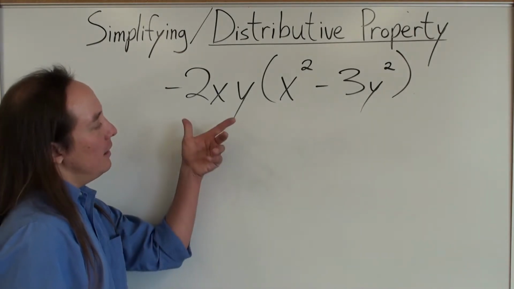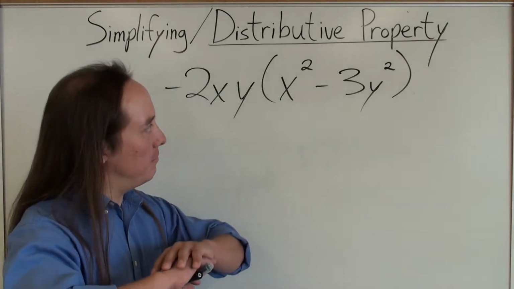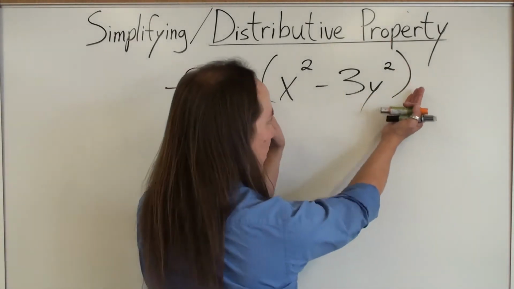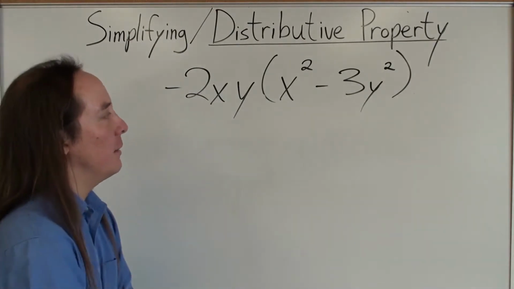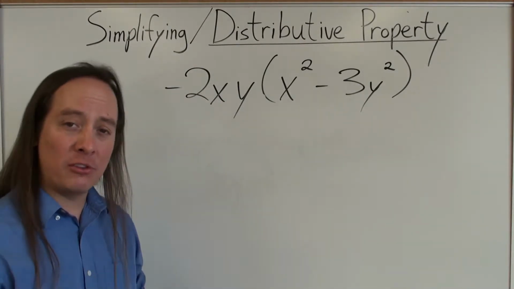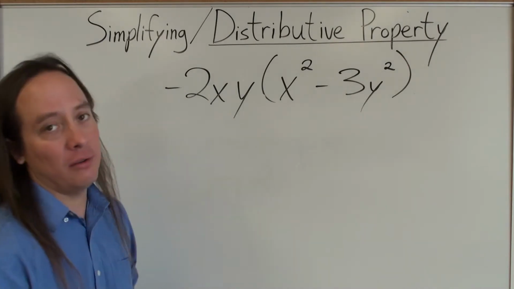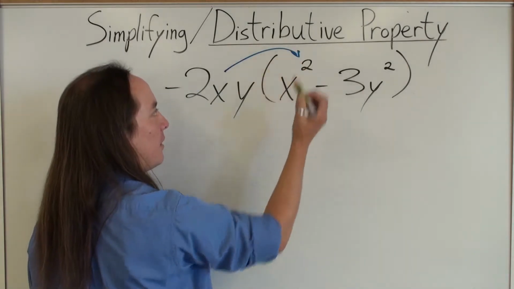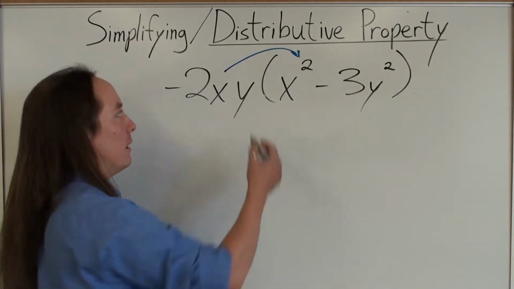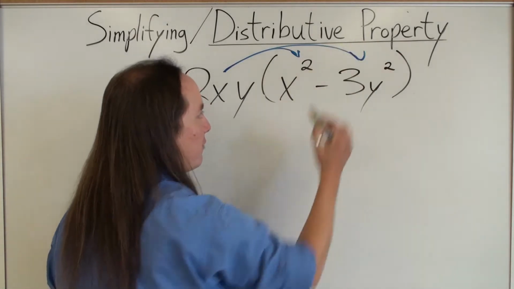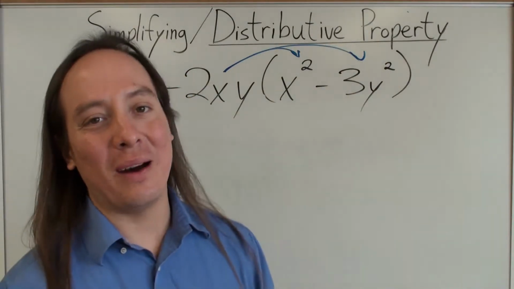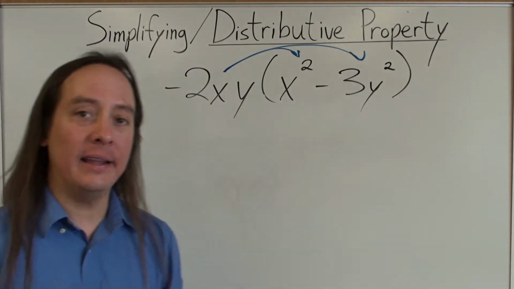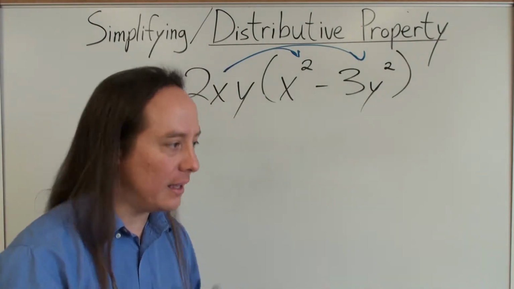So again, I guess looking at it from the most general standpoint, we have a number outside multiplied by another number that's inside the parentheses. However, we have a whole bunch of variables, and basically we have to use the distributive property. So it's going to be this expression times the x squared, and then this expression times the minus 3y squared. So let's go ahead and get started. Again, signs, numbers, variables. Just take it in that order.